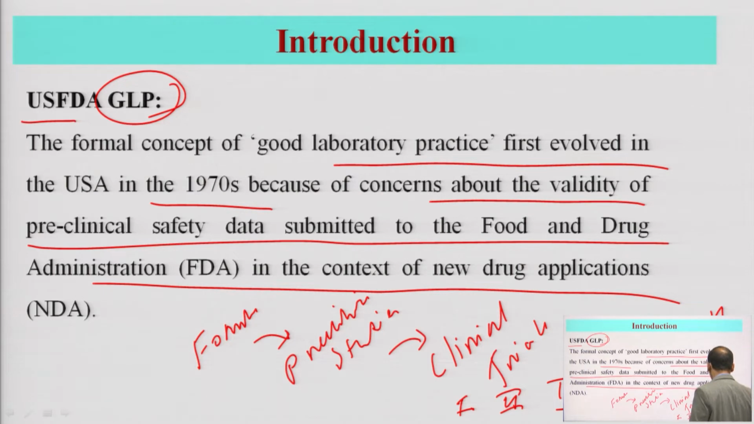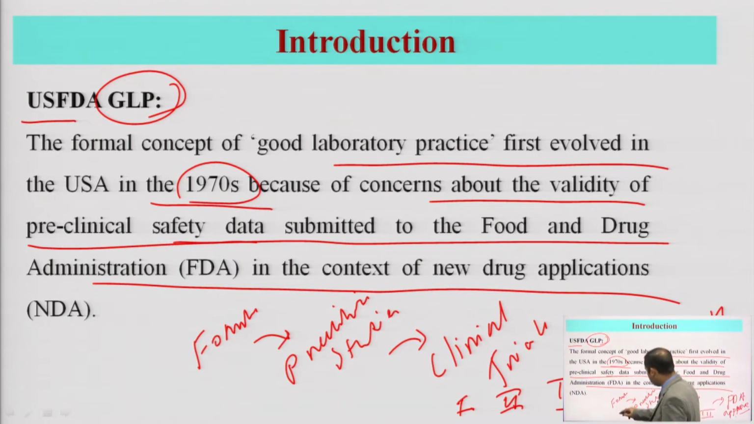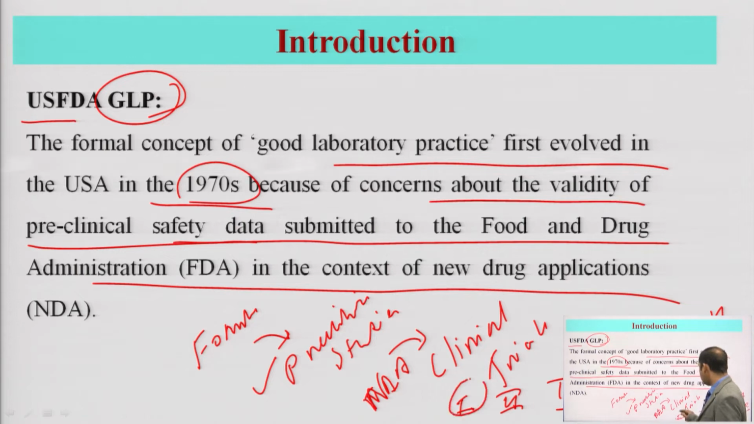FDA will approve. So, what happened in 1970 was that the pharma companies were submitting the safety data to the FDA. After you are successful in preclinical studies, that is in rats, mice or other species, you will file an NDA, a new drug application, to the FDA. They will give the approval of the NDA.